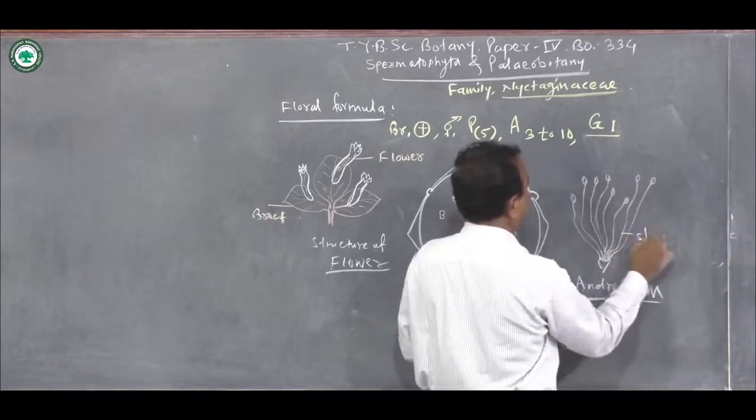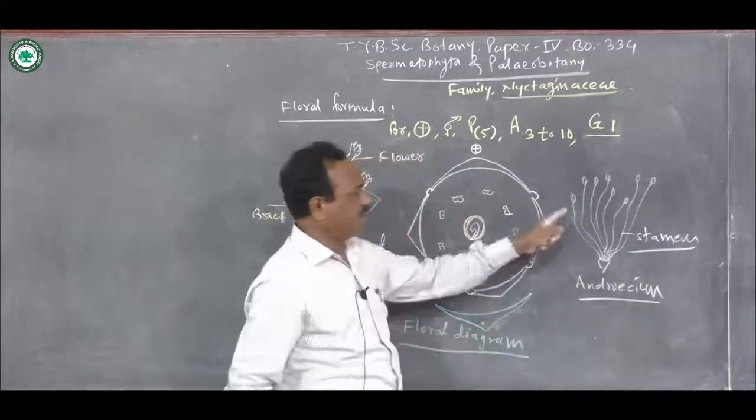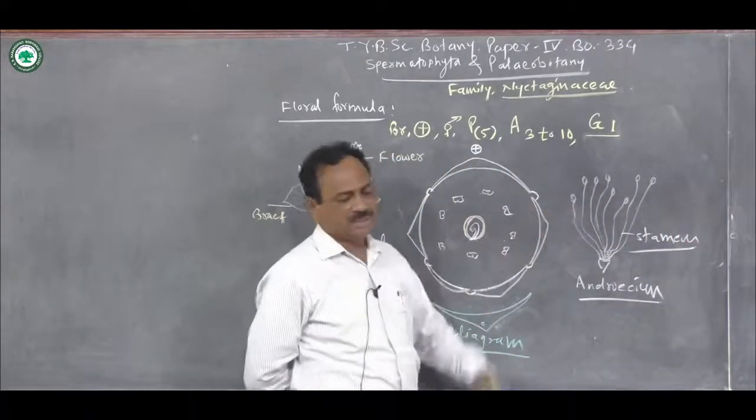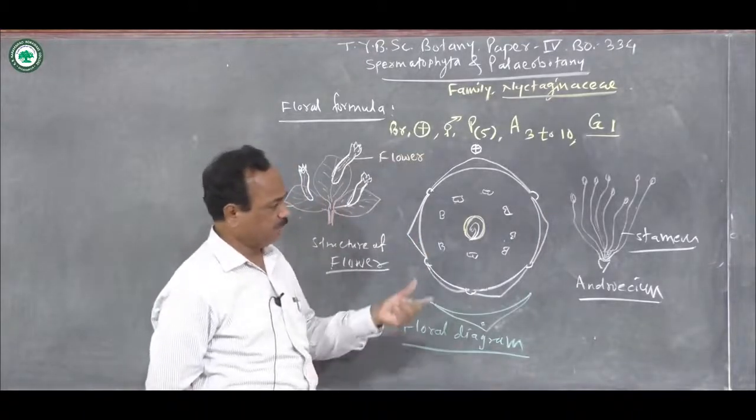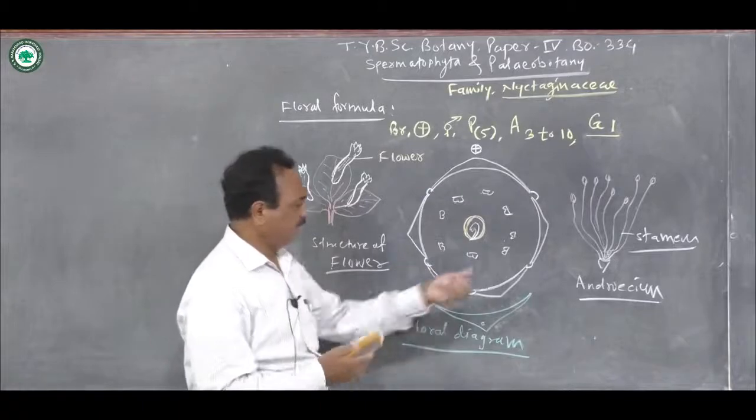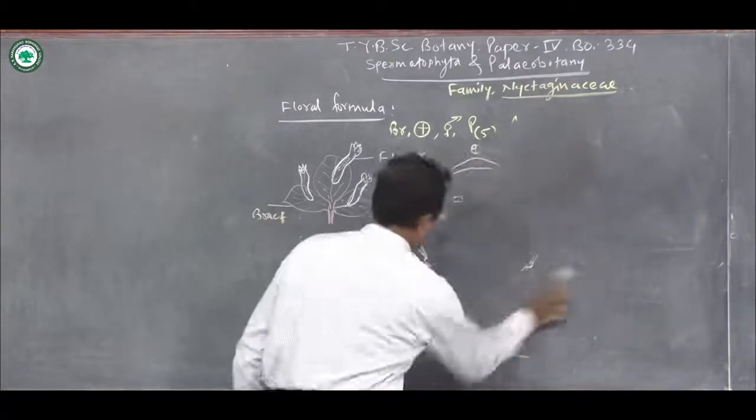and these are the stamens which are present at unequal height or length, and these stamens are generally 8 in number, diathecous and basifixed. So this is about the androecium of the family Nyctaginaceae.